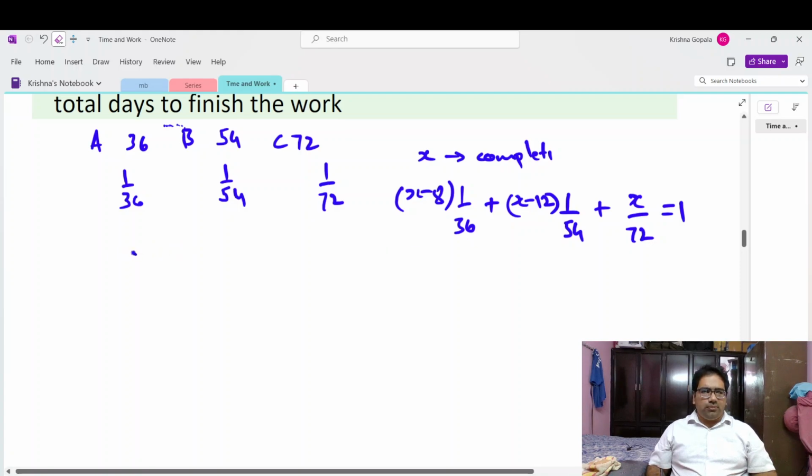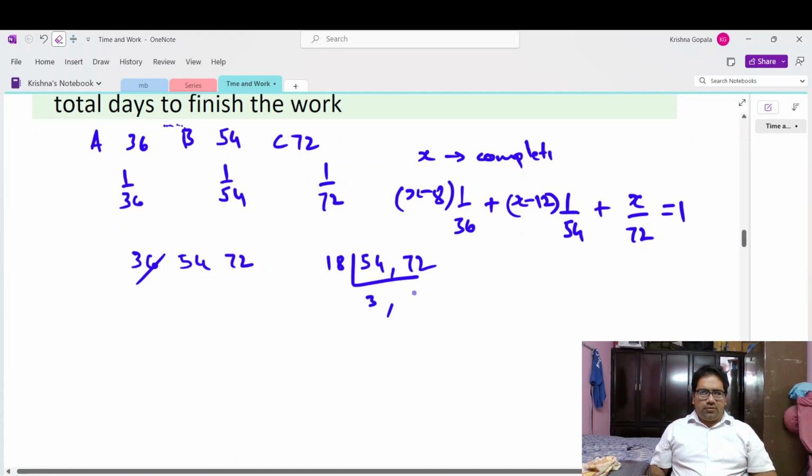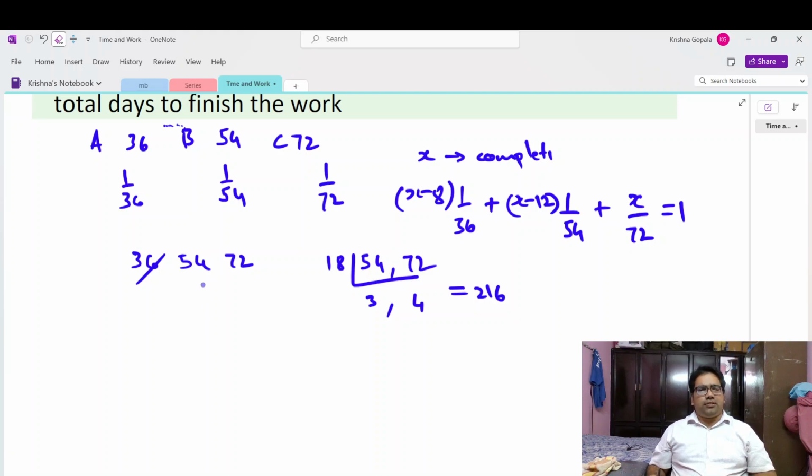We need to take the LCM of 36, 54, and 72. 36 can be ignored because 36 into 2 is 72. Between 54 and 72, it is 18 times 3 and 18 times 4. 18 into 3 into 4, 18 into 12, which is 216. So 216 is the common number.